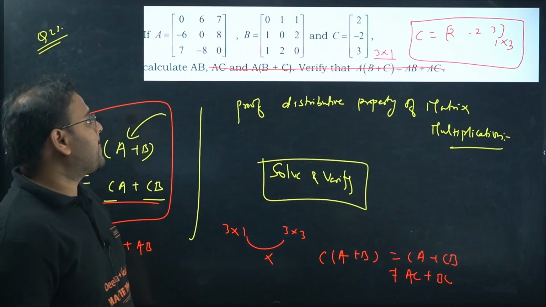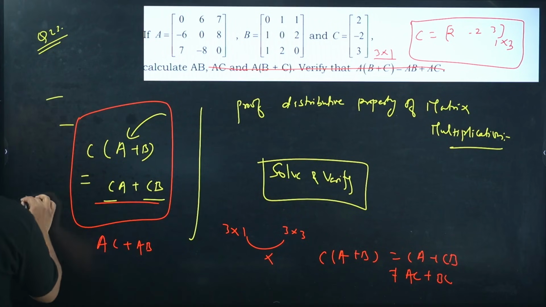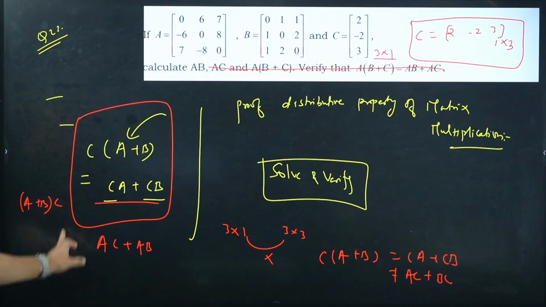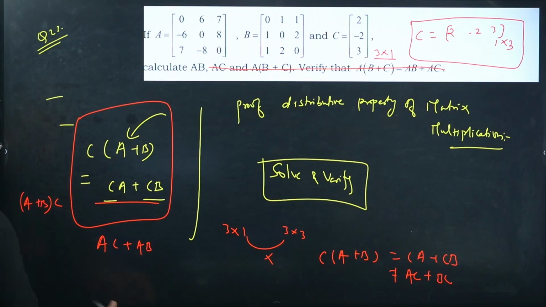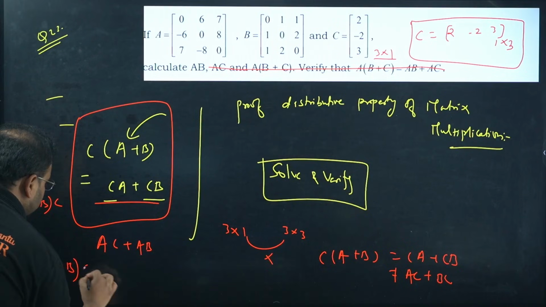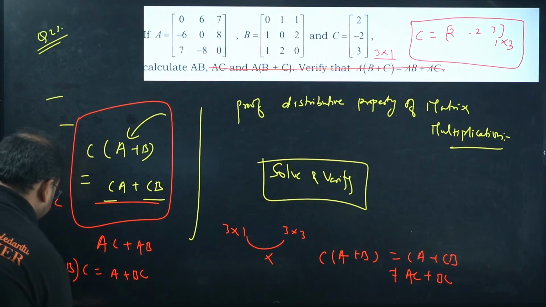You cannot, okay? Then what if I take, sir, A plus B times of C? Then it is possible. If you take A plus B times of C, then it is possible. You can take A plus B times of C. You cannot take C times of A plus B. So basically, if you want to find A plus B and multiply with C, you get the result as AC plus BC.